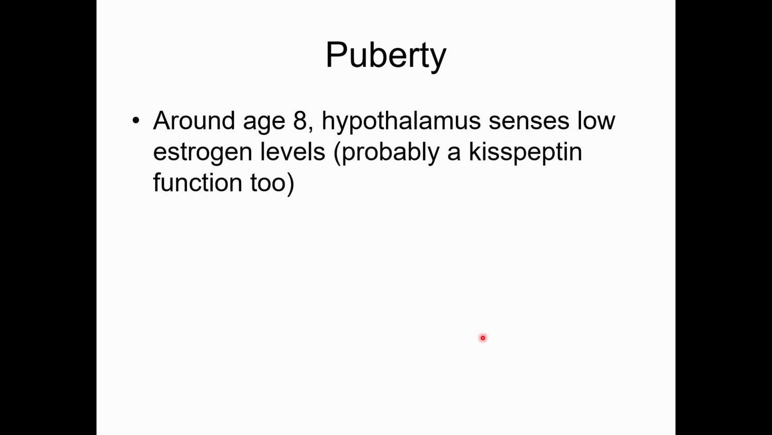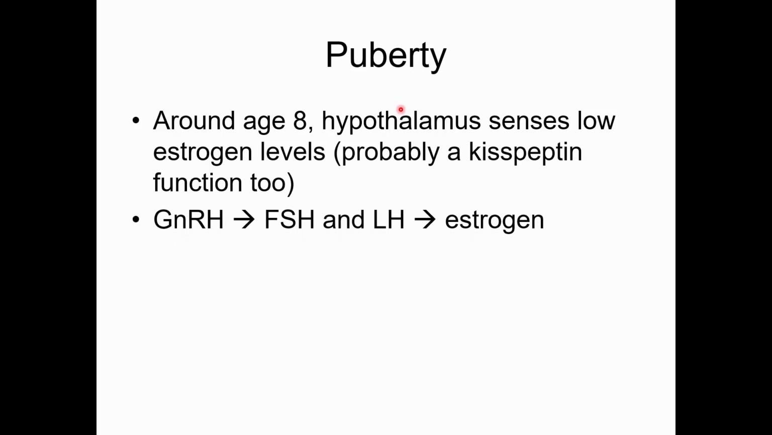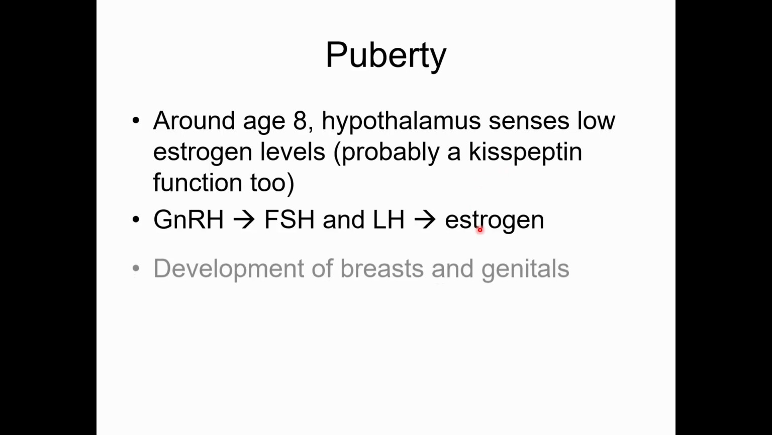Now, puberty. Around age 8, just like in the boys, the hypothalamus senses low estrogen levels. This is attributed to kisspeptin as well. It's happening in girls and boys. So kisspeptin tells the hypothalamus, wait a minute, you don't have any sex hormone. The hypothalamus realizes, oh, I don't have sex hormone, I need to start producing GnRH. So again, GnRH is the first step in puberty. We get FSH and LH, and then estrogen is produced.